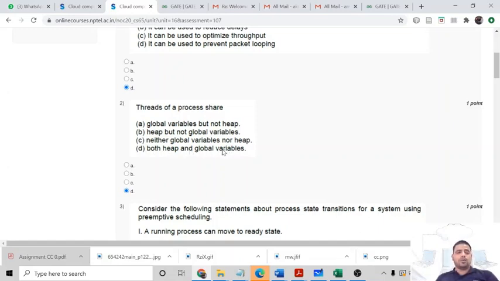Why is it so? Because threads within a process share the same memory map and hence share the global data, like your static variables, global variables, and memory that is dynamically allocated using malloc or calloc. So the correct option is heap and global variable.